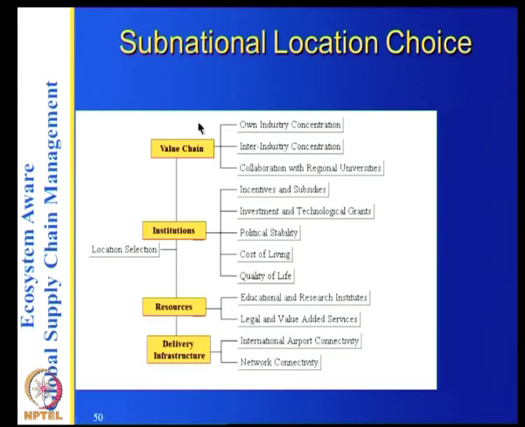So if you look at the subnational level and at the location, the institutions, incentives, subsidies, investment, technology grants, political stability, cost of living, quality of life. You are looking at a city, so cost of living, quality of life, political stability, and also education and research institutes, legal and value added services, and delivery infrastructure, and so on. So basically you can see that these subnational units, the cities where these are located, are the ones you are interested in here. So you can give scores for each of them.